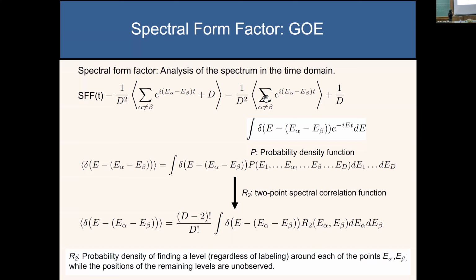But you see that we are doing averages here. We are doing averages over ensembles. So I'm going to compute the average of this delta function that is in this integral. The average of this delta function will come with these probabilities. We are talking about two-point functions, so we are going to integrate out all of the other levels, and I'm going to focus just on E alpha and E beta. So I integrated the rest, and we got this prefactor. What survives from this integral is now just a double integral in E alpha and E beta. And this R2 that we are finding here is the probability of finding a level around E alpha and E beta. So the story of the ramp is contained in this guy.